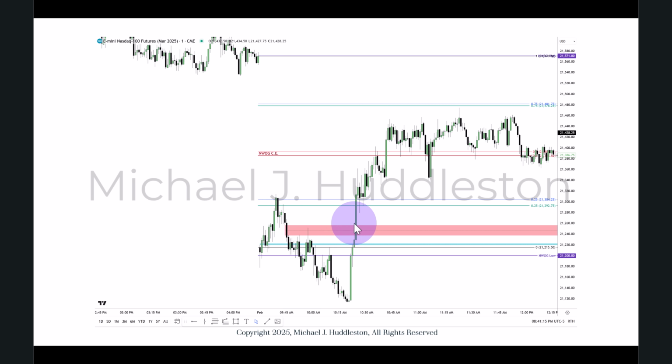My eyes are not what they used to be. So when I'm dropping these little rectangles in, sometimes I might be off. So when you're doing your own annotations, just be mindful that if there's a volume imbalance inside of the inefficiency, always include that, okay? But that inversion fair value gap here, I want to be going long, aiming for this area up here, okay?